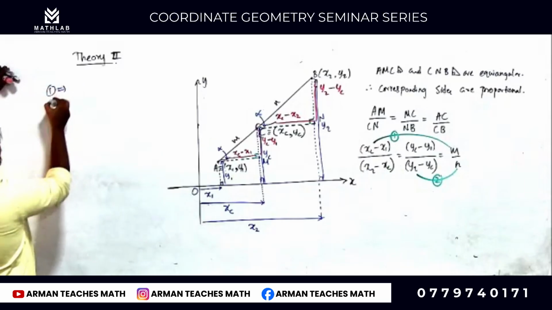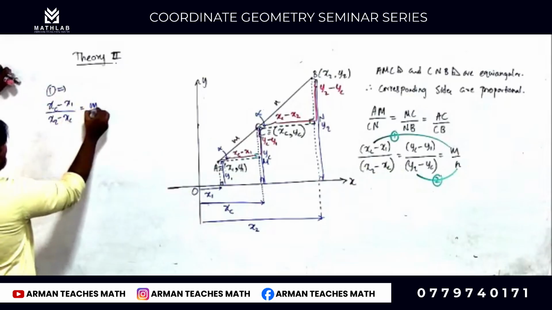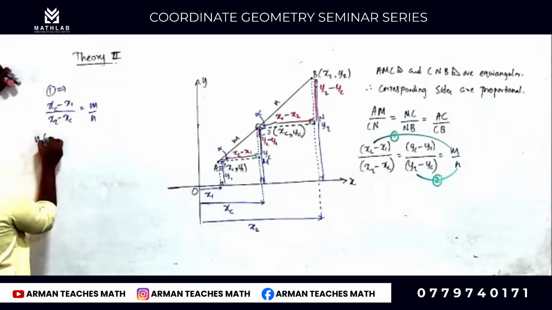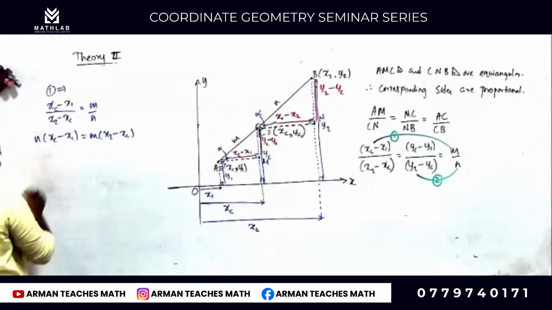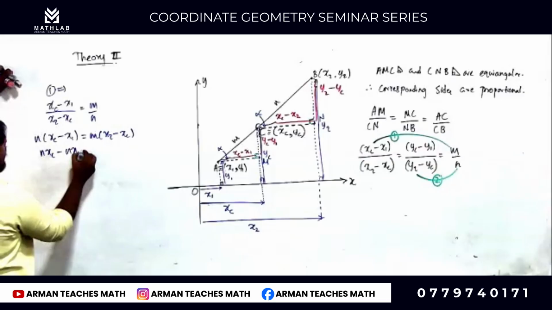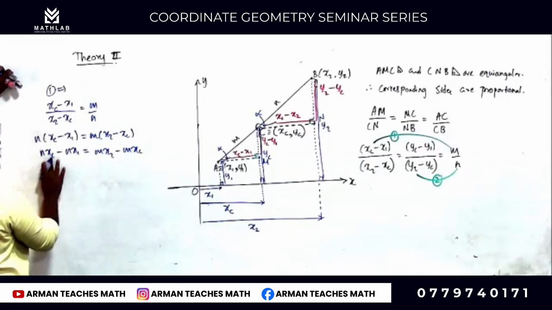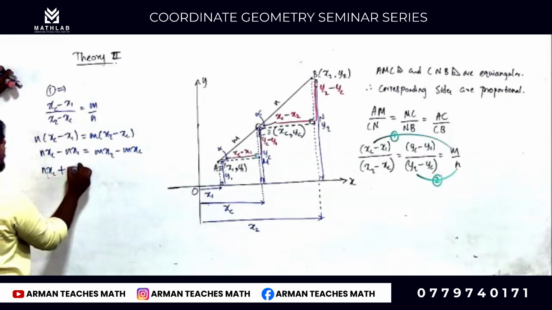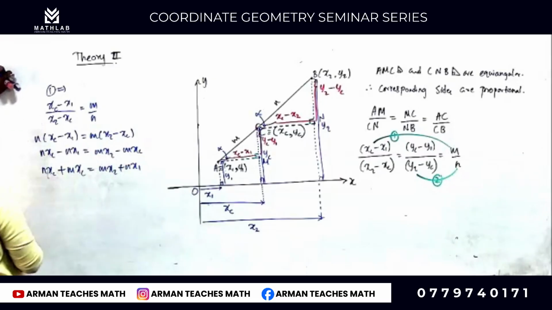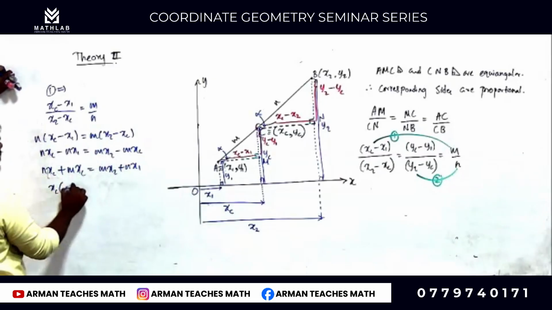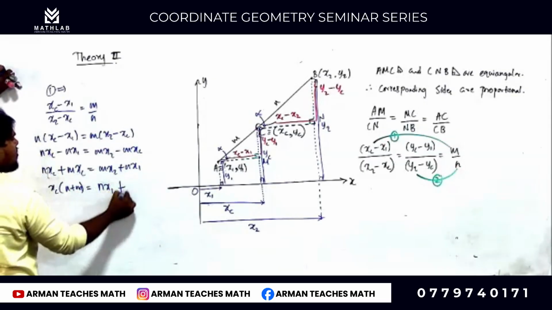Right. First equation, we have (xc minus x1) over (x2 minus xc) is equals to m over n. Do a cross multiplication. n times (xc minus x1) is equals to m times (x2 minus xc). Remove the brackets. nxc minus nx1 equals to mx2 minus mxc. Take all xc terms to one side. We get nxc plus mxc is equals to mx2 plus nx1. Take xc as a common factor outside. We get (n plus m) xc is equals to nx1 plus mx2.